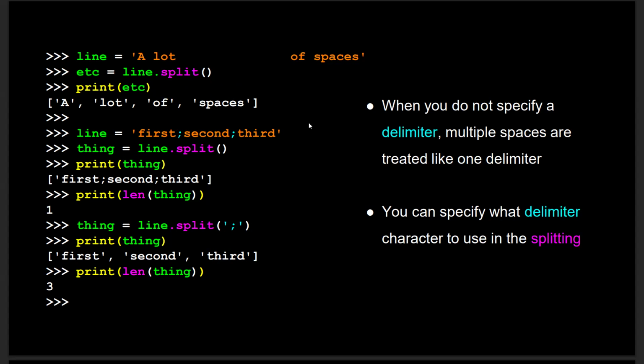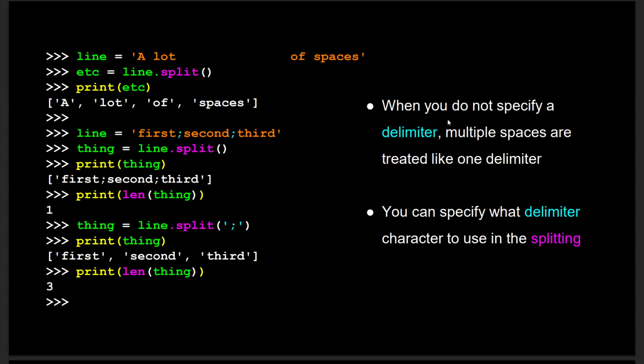Next one. When you do not specify a delimiter, multiple spaces are treated like one delimiter. Suppose you do not specify any delimiter, then it will take all the multiple spaces and treat them like one delimiter only. If you do not want that, you need to specify a delimiter. So that is the thing it is saying. See, line equal to first, second, and third. Now I am splitting this.